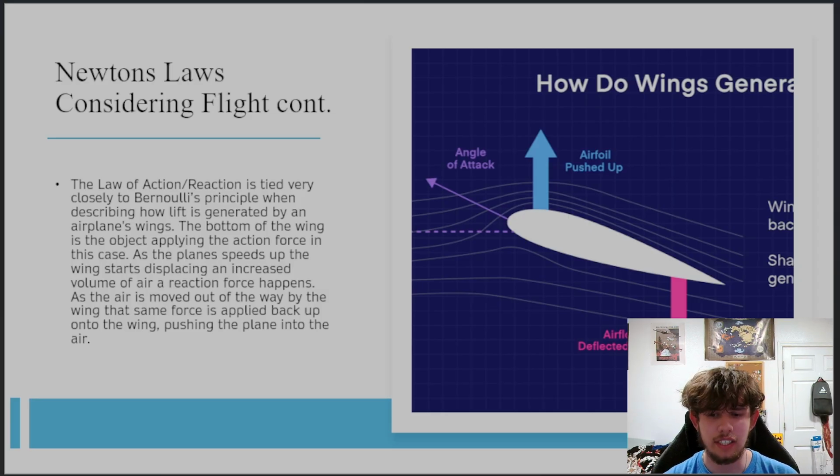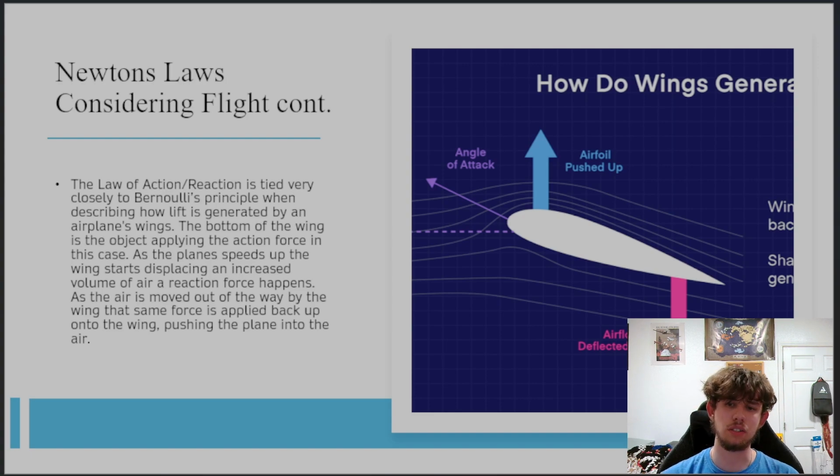Which kind of gets us to my point of view on whose law describes lift better. It depends on the phase of flight. Newton's law more so deals with slow flight, slow airspeed, high angle of attack to generate that lift. You're more so relying on the air being displaced by the wing to keep the wing in the air, keep the plane in the air, keep the wing generating lift.